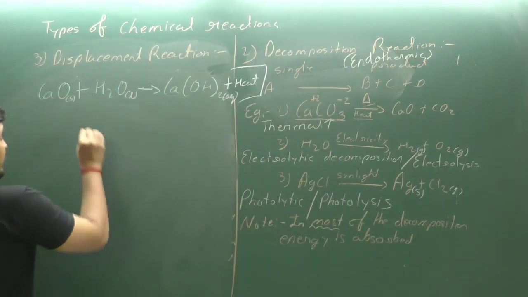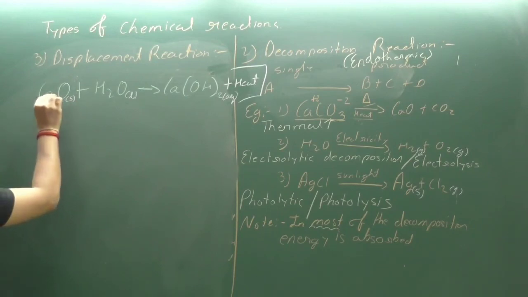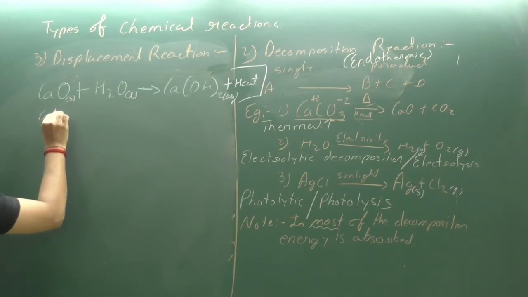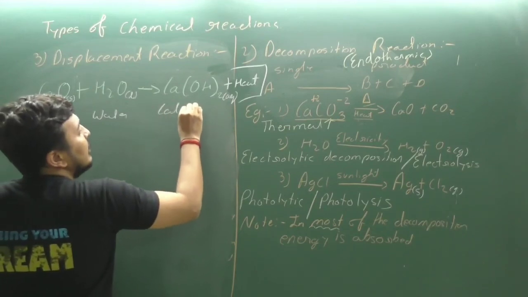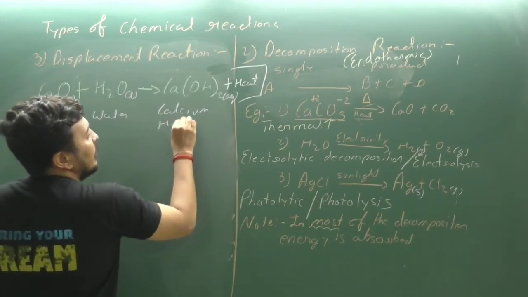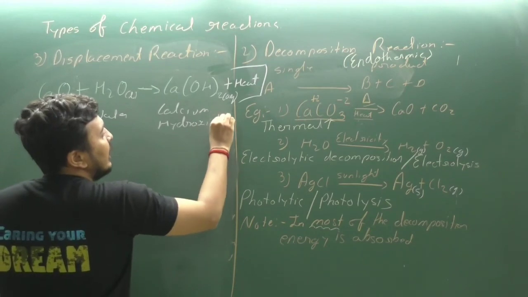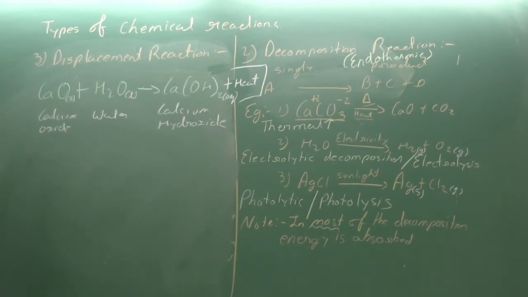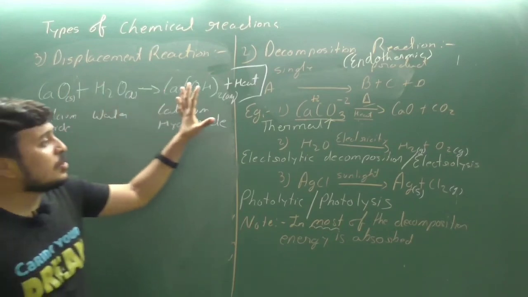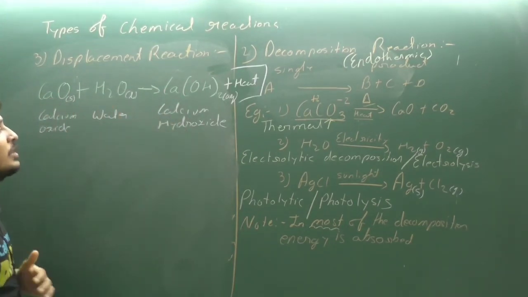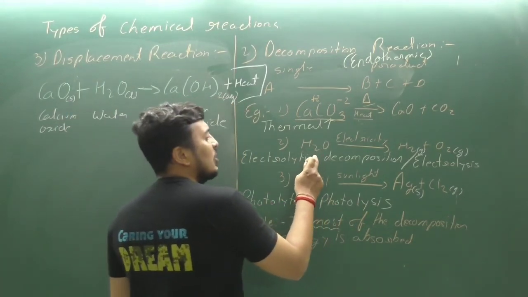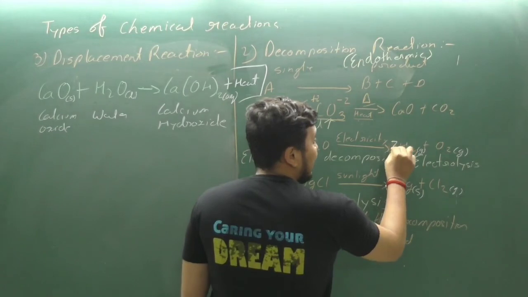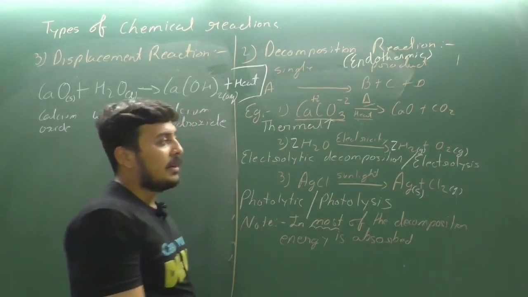Clear? Next, you have to write the name of the compound. For example, calcium oxide, so you have to write here calcium oxide. Here it is water. Here you have to write calcium hydroxide. Clear? So the whole reaction should be in detail, and the last thing you have to do is the balancing of the reaction. See, this reaction is already balanced, but if the reaction is not balanced, then you have to balance the chemical equation.